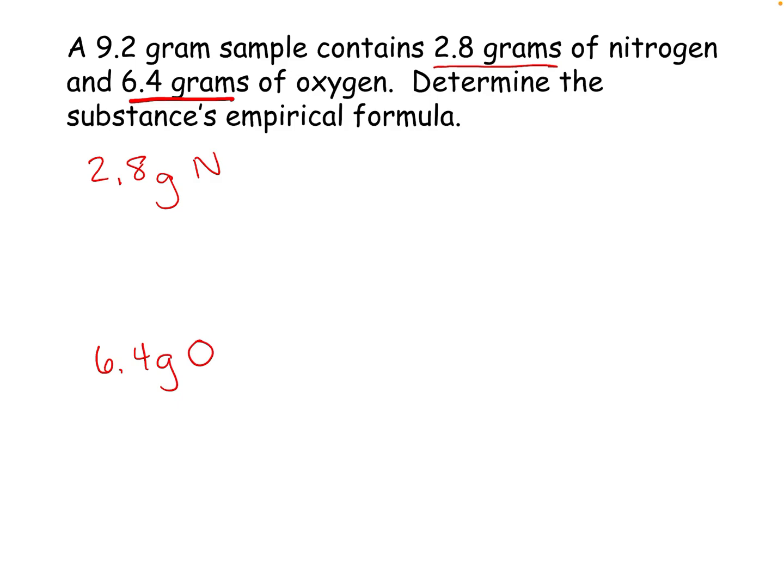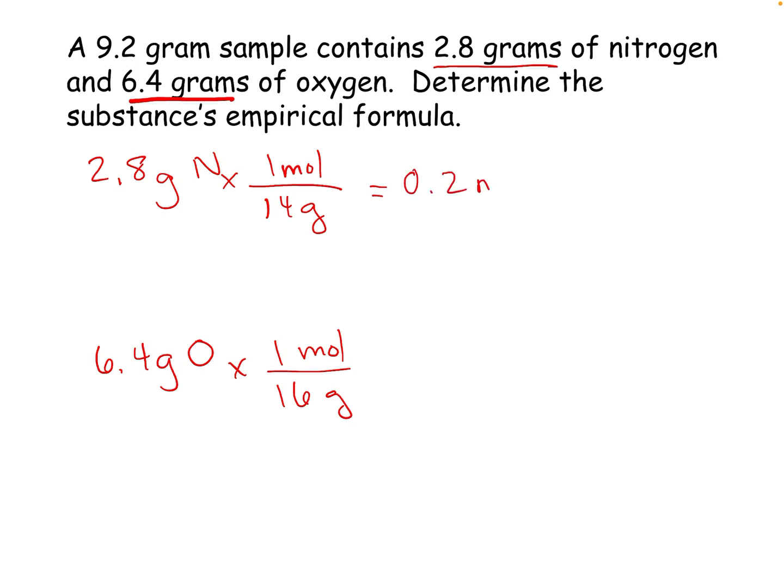Then it says convert from grams to moles. Well, we divide by GFM. So GFM of nitrogen is 14 grams per mole. So I'll use dimensional analysis. 1 mole, 14 grams. And down here, 16 grams. So put this into your calculator and you get 0.2 moles of nitrogen. And you do your division down here and you get 0.4 moles oxygen.